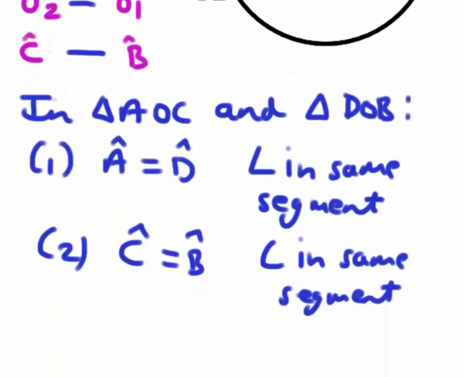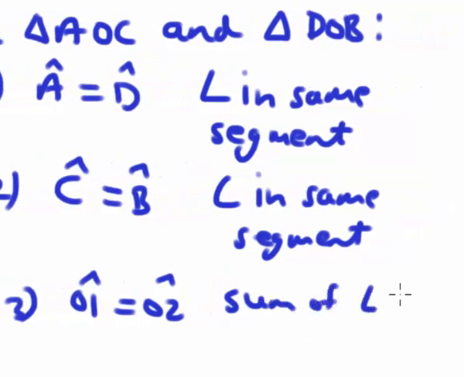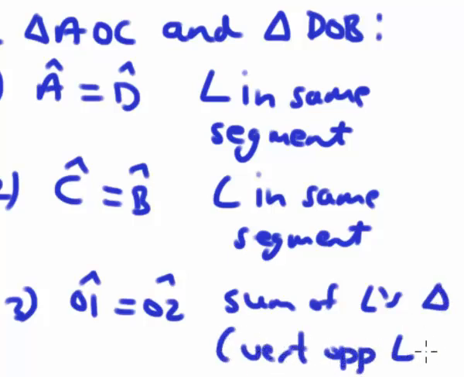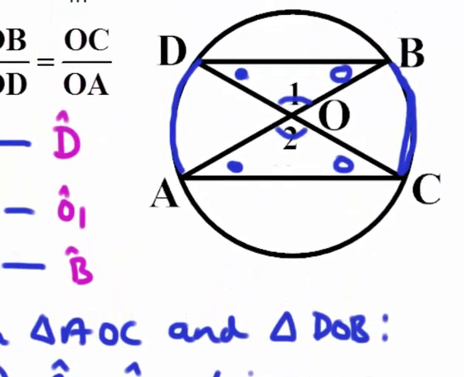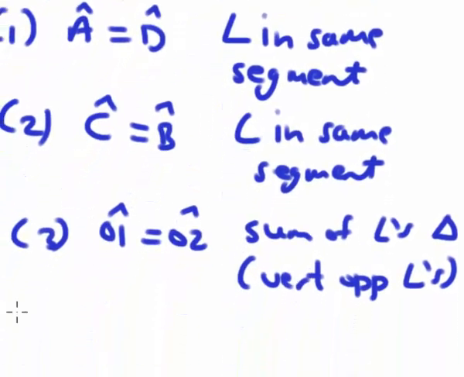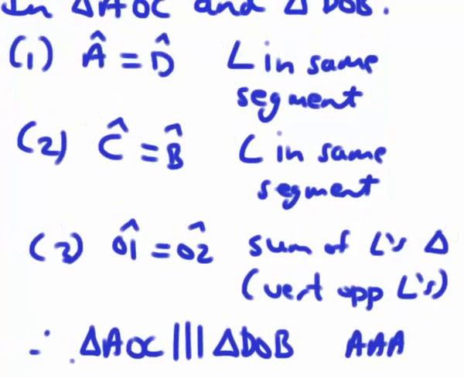And then O1 is equal to O2. That's your third reason. That's because of the sum of the angles of a triangle. I always use that reason, or simply vertically opposite angles being equal there. Okay, so therefore, triangle AOC is similar to triangle DOB. Reason: 3 pairs of equal angles. Okay, and there we've got it.